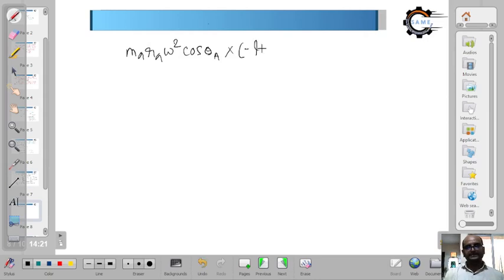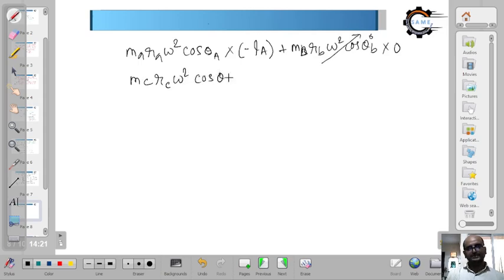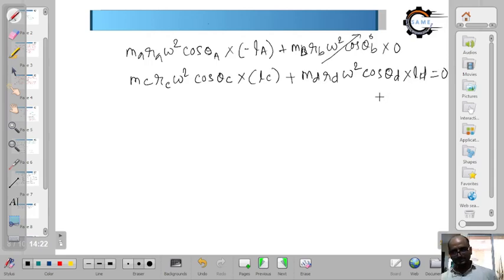This is L A, that is negative, and the next is plus m B r B omega square cos theta B into 0, because it is at the reference distance, so this value goes to 0. Similarly, m C r C omega square cos theta C into the L C distance, plus m D r D omega square cos theta D into L D, and equate it to 0. You understood this? Now this is the moment equation you will get.